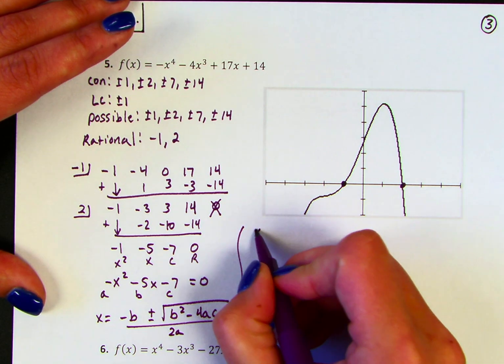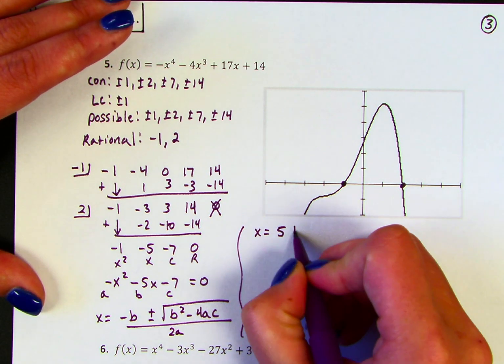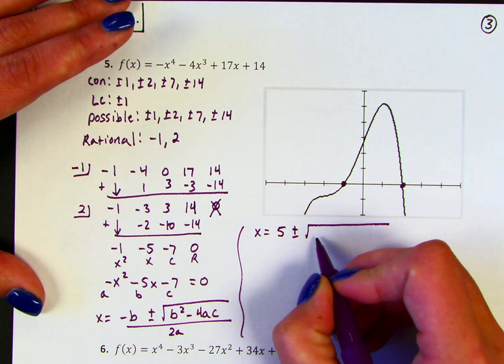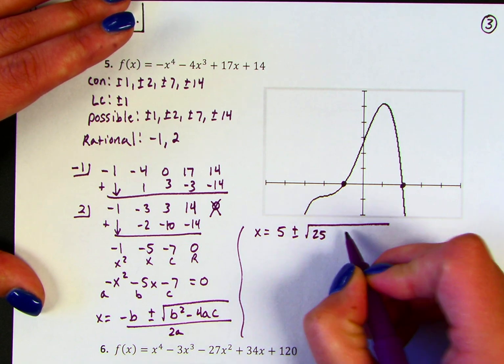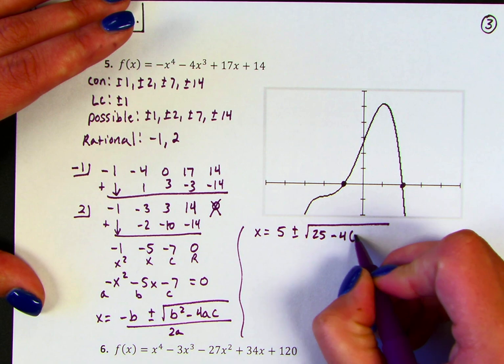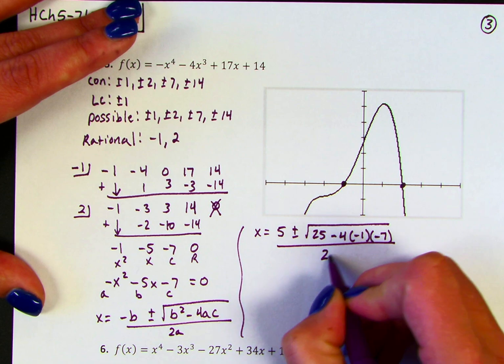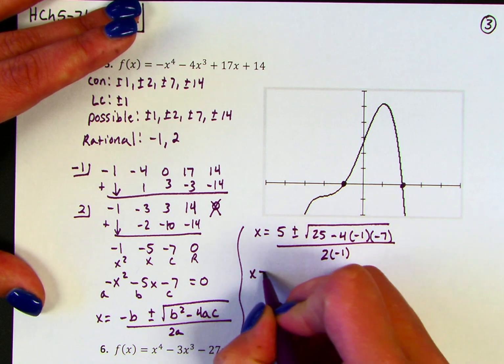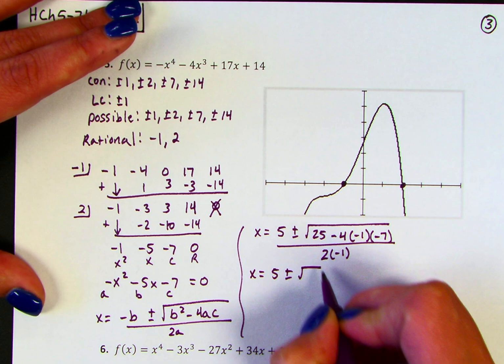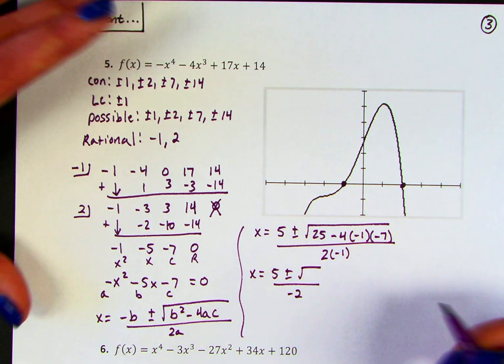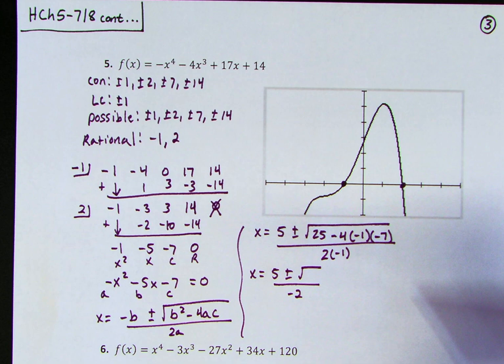So this will be x equals positive 5 plus and minus the square root, and then 5 squared is 25, minus 4 times a, which is -1, times -7, and then all over 2 times -1. So now we are just working on simplifying. Now, as I'm looking at my picture, because it's only going through this line twice, that tells me that my remaining 2 answers have to be imaginary, because I can't see it on the graph.